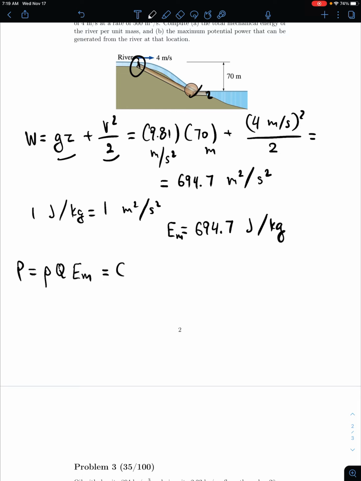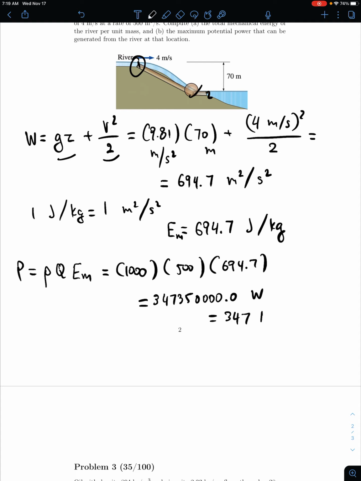So we've got 1000, and then the flow rate, which is 500, and then the energy that we calculated. So that will give us 347,350 watts, which if we divide by 1,000,000, we get 347 megawatts.